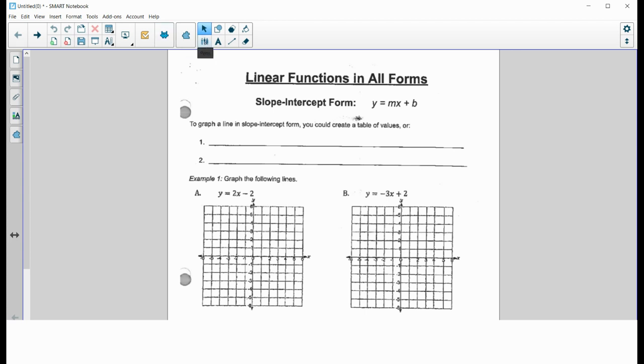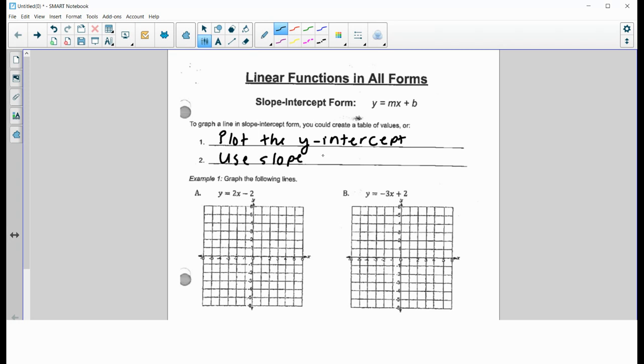All right, so this is going to be a quick review going over slope-intercept form and how to graph it. So we've already seen y equals mx plus b this year, but we dealt with it mostly by using a table. So to graph a line that's in slope-intercept form, you could create a table, or you can plot the y-intercept first, and then use slope to plot additional points.